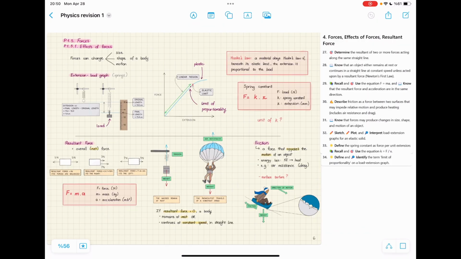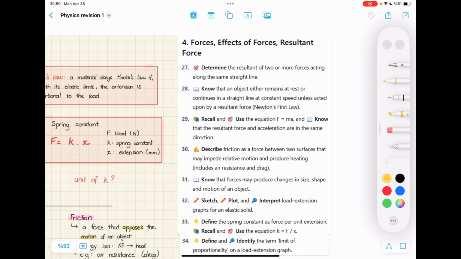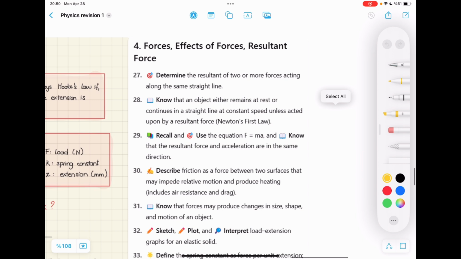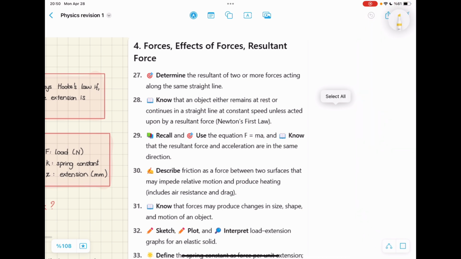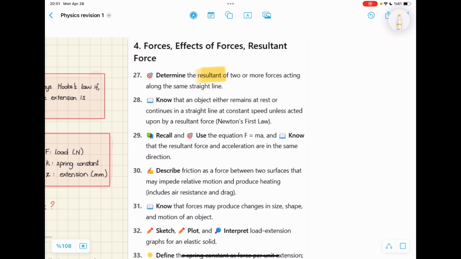So yes, forces. This is a general overview of forces. Let's see what we have first, and go over the learning objectives very quickly. We want to determine the resultant of two or more forces acting along the same straight line. Know that an object either remains at rest or continues in a straight line at a constant speed unless acted upon by a resultant force. This is Newton's first law, or the law of inertia.